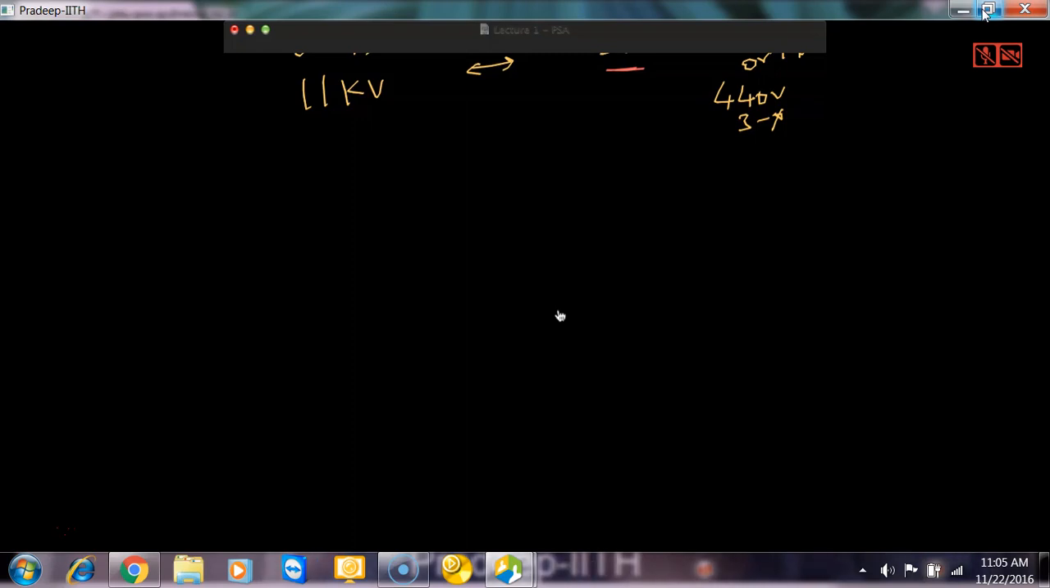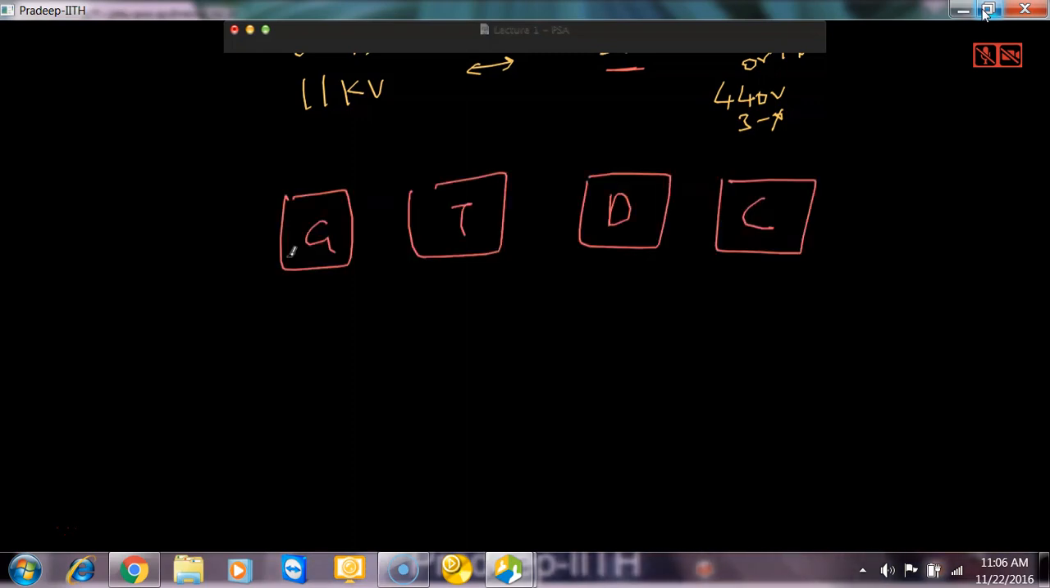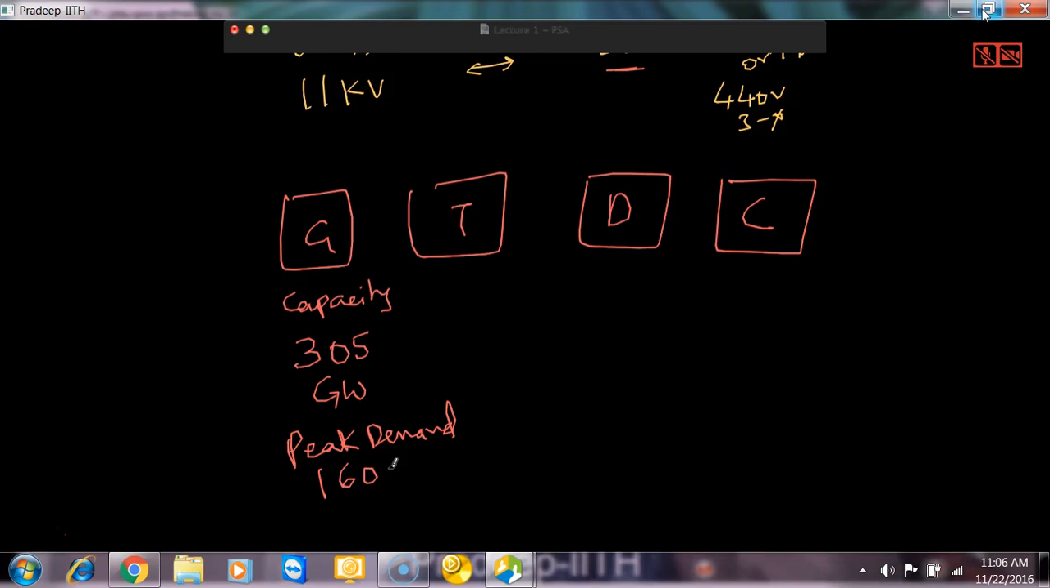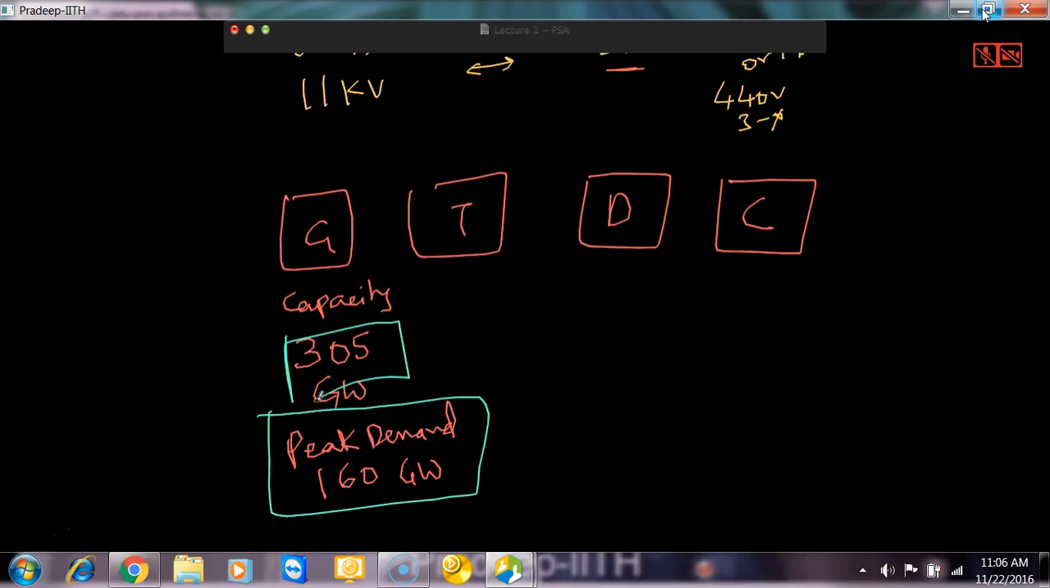Go back to my diagram once again. So now what is the total generation capacity? So total generation capacity is about 305 gigawatts. And what is the peak demand? So the peak demand is somewhere about 160 gigawatts. So first thing you should think about is, if my demand is 160 gigawatts, why do I require 305 gigawatts of installed capacity?